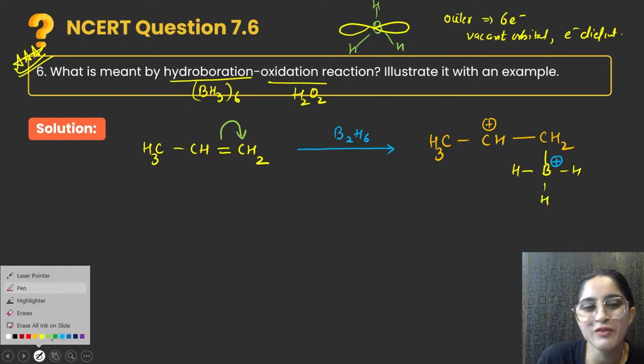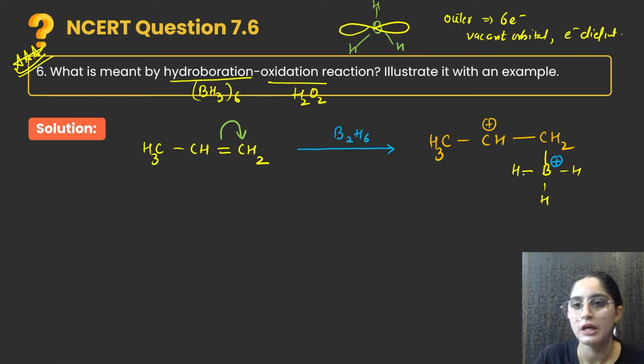Now, boron is not very happy with this positive charge, right? It wants to eliminate one bond over here. So what is it going to do? It is going to eliminate this H negative from here, right? And this will go to this particular position, okay?